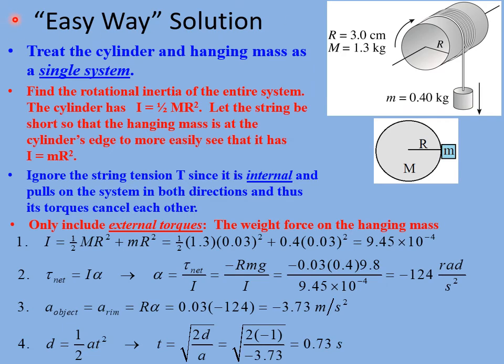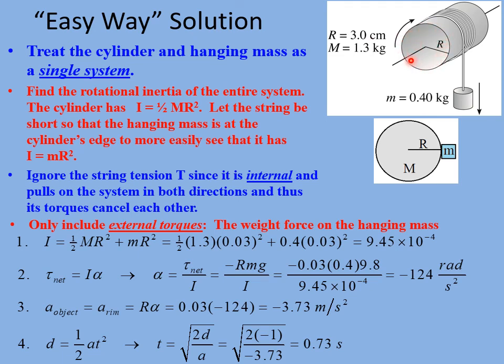So as we saw before in chapter 5 with interacting object problems, the easy solution is a trick where we treat the objects that are interconnected sort of as a single system. So the cylinder and the hanging mass is going to be considered our single system. We're going to first find the rotational inertia of the entire system. Now, this is not super straightforward, but what we have to do to find the rotational inertia of the whole system is we have to do it in pieces.